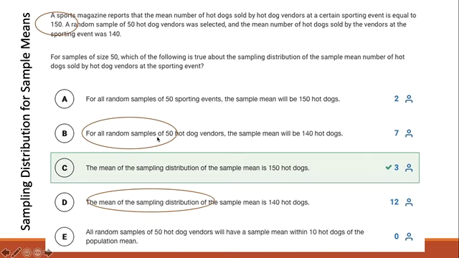B says for all random samples of 50 hot dog vendors, the sample mean for all of the random samples will be the same, will be 140. That's definitely not true. When you take a sample mean from a different sample of vendors, you're very likely to get a different number of hot dogs that have been sold on average.